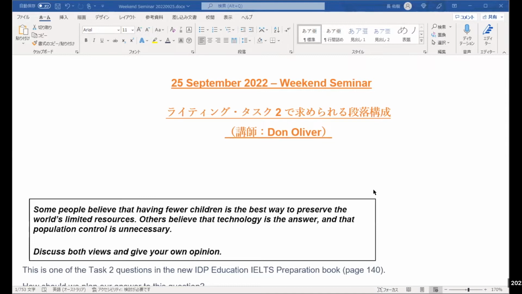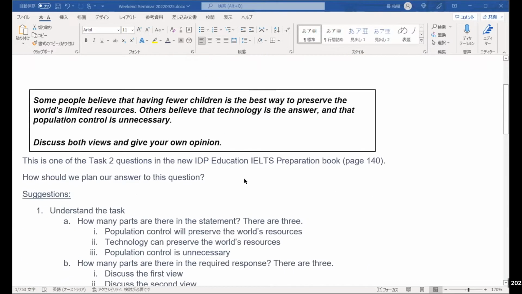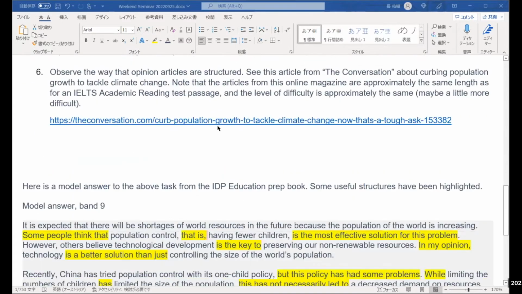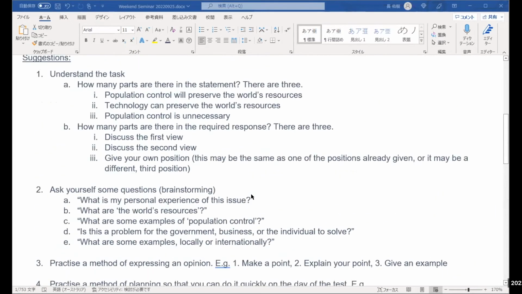Alright, so Don, we're going to get started, I think. And then Yuki, I'll get you to just explain a little bit about how to plan an essay, before we move on to looking at the model answer that we have here. Okay. All right. Thanks, Yuki.